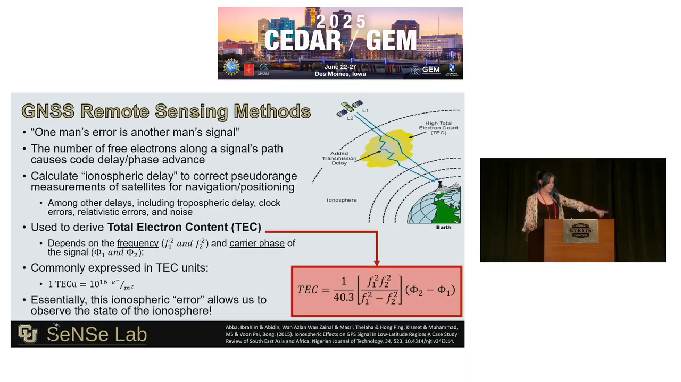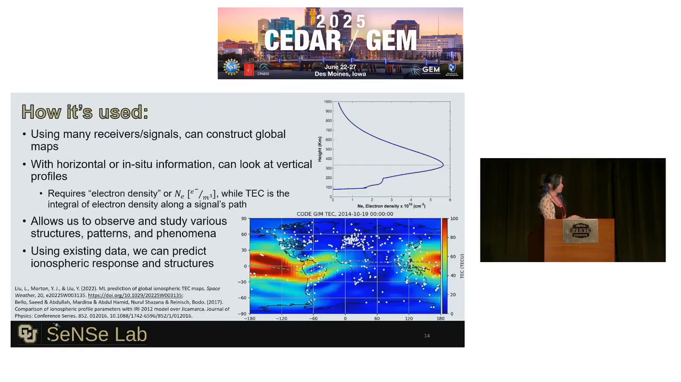So I put that equation there. It's just the difference in two frequencies and two phases of the satellite signal. That's part of why we use dual frequency. There is a way to do it with one frequency, but it's a little cumbersome, so this is much more common. It's commonly expressed in TEC units, that is 10 to the 16 electrons per meter squared, and this allows us to visualize the state of the ionosphere by how many electrons there are.